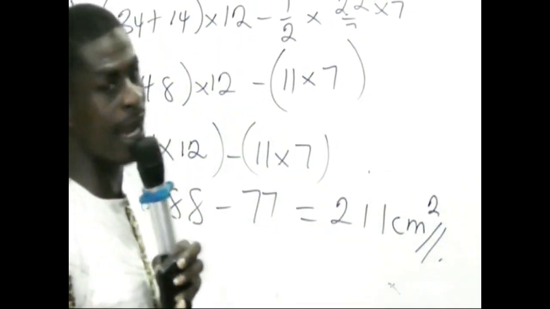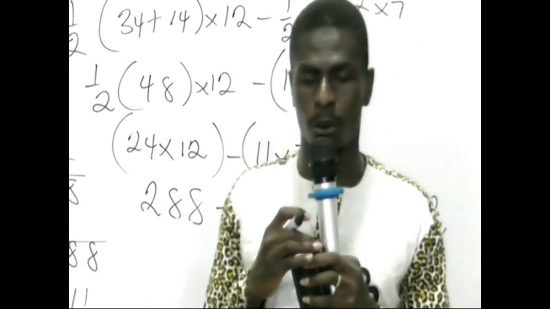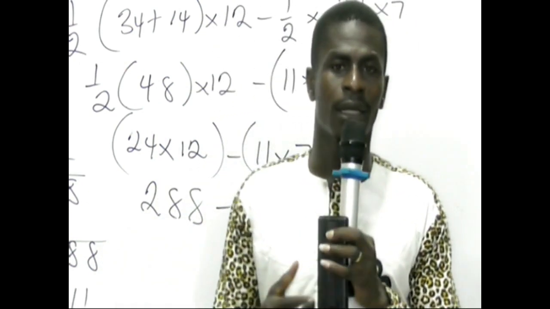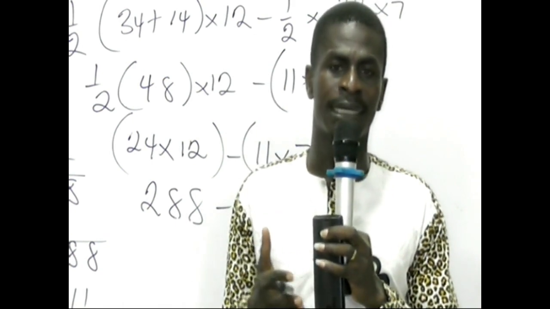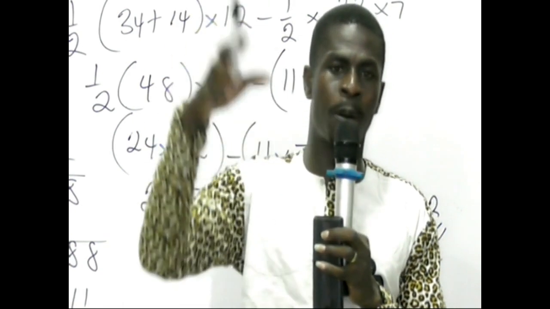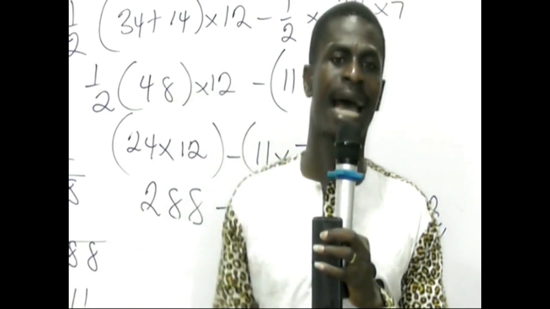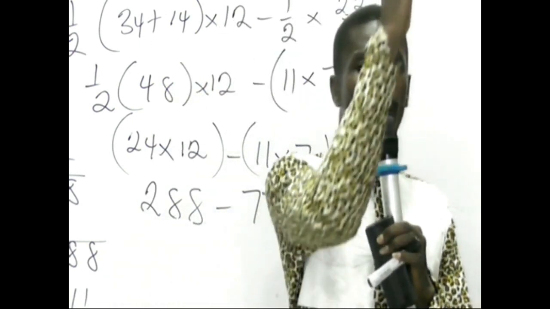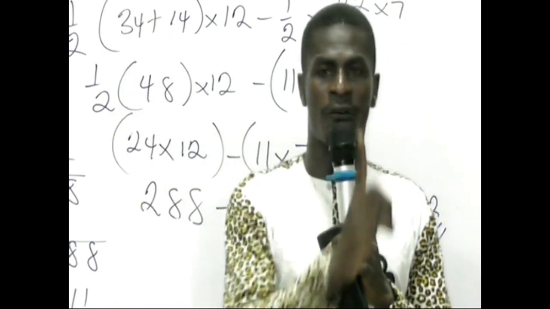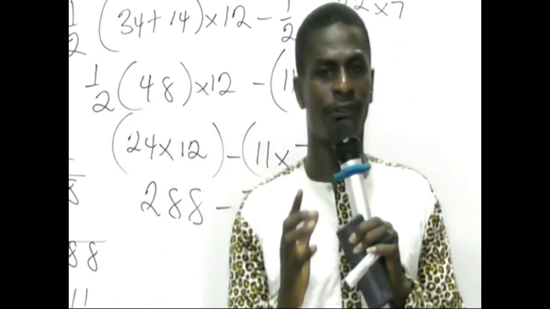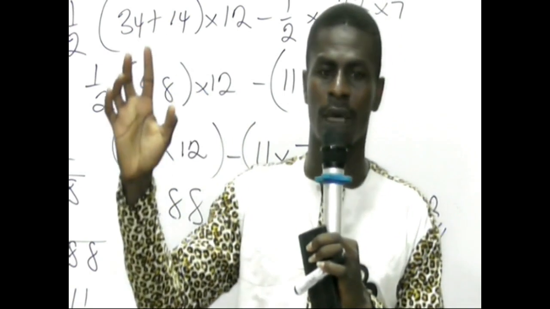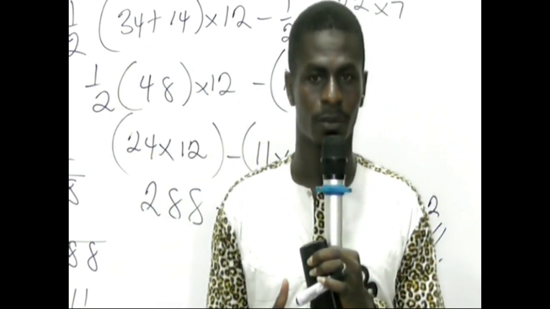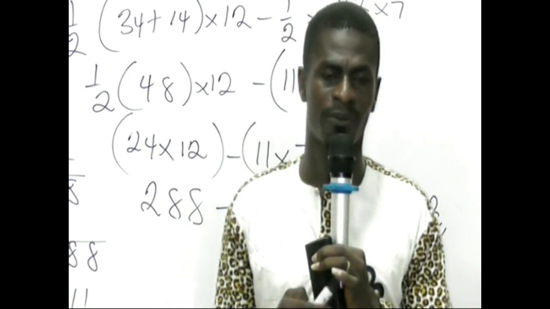And so when you are given to calculate a trapezium, it is simply half the sum of the two parallel sides times the height. But because this question also had a cutout of a semicircle, we have to calculate the cutout and then subtract it from the total area of the trapezium. I hope this has also been helpful to you.